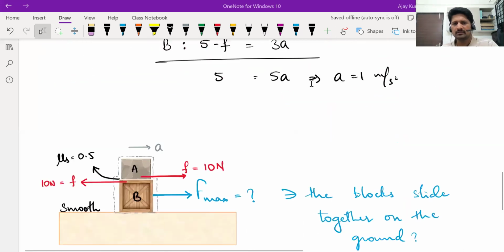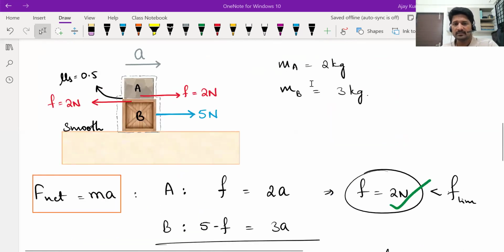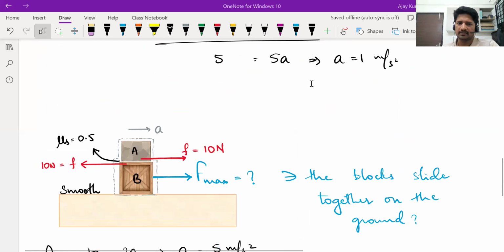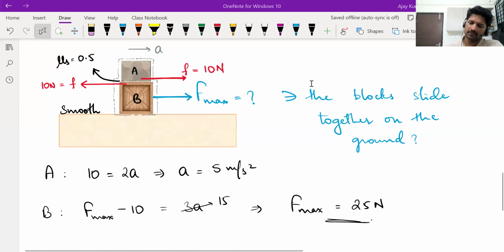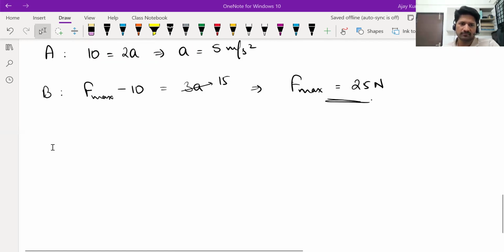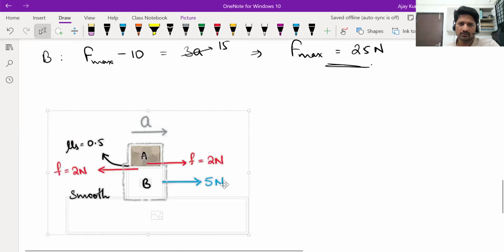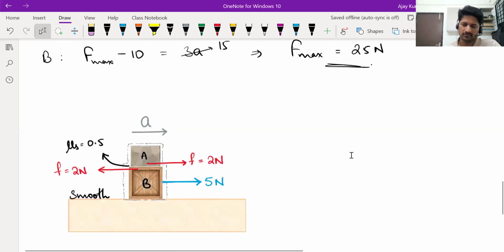Next question was, what happens if you keep on increasing that 5 newtons? Up to what maximum extent can you increase such that they still slide together? We find that it can be increased up to 25 newtons, in which case the friction acting will be 10 newtons and the common acceleration with which they slide is 5 meters per second squared. We can make them accelerate at that rate, maximum, not more than that. Okay, now the obvious next question is, what happens if we apply more than 25 newtons?